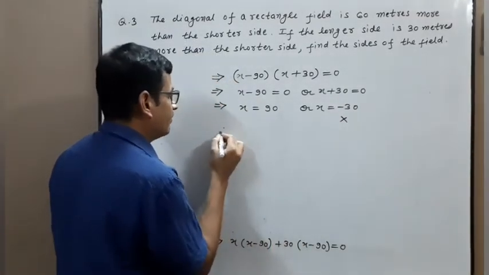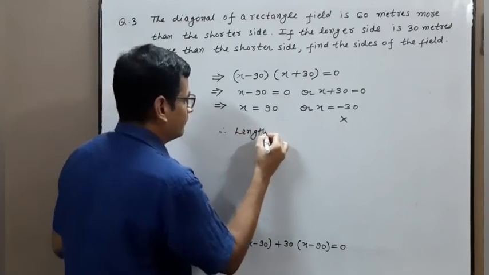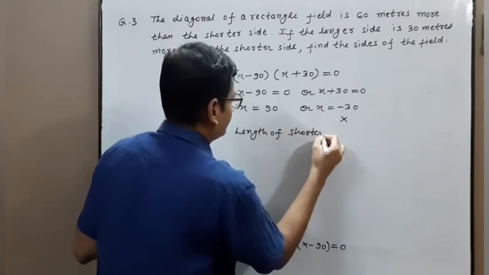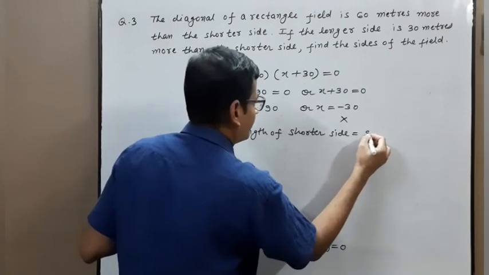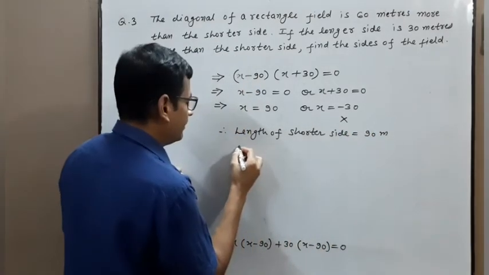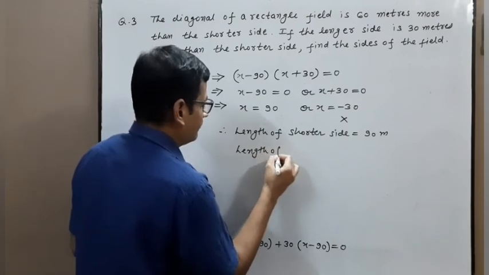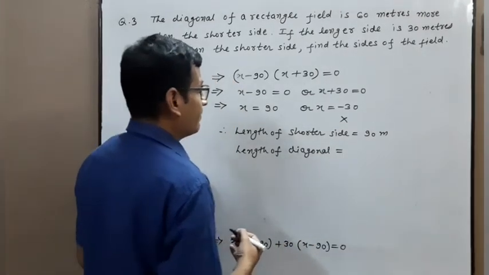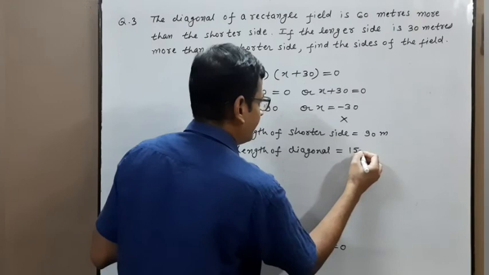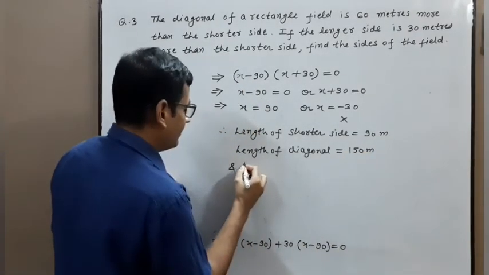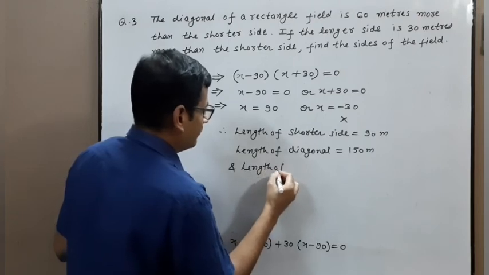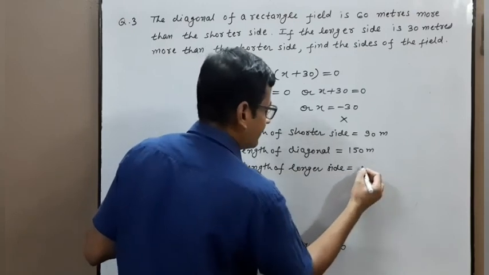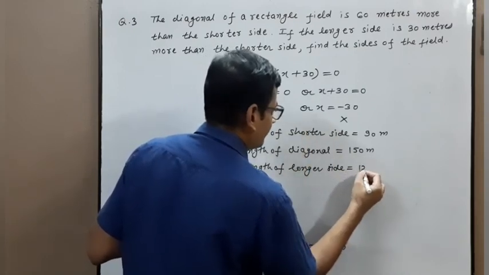So length of shorter side equal to 90 meter, length of diagonal is equal to x plus 60, means 90 plus 60, 150 meter, and length of longer side is equal to x plus 30, means 90 plus 30, 120.